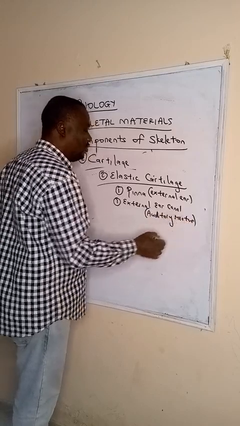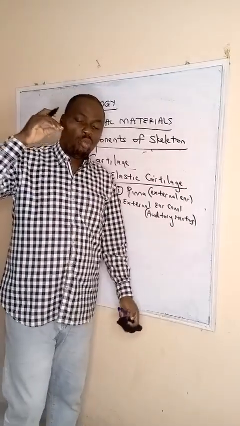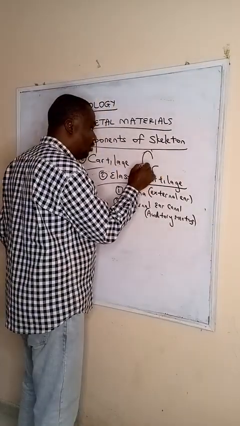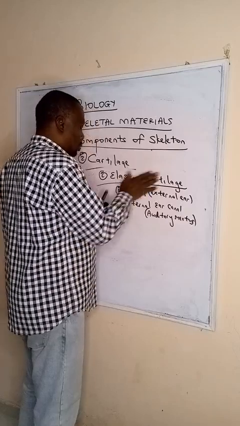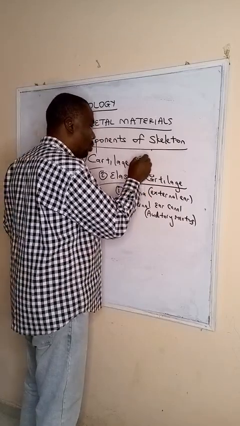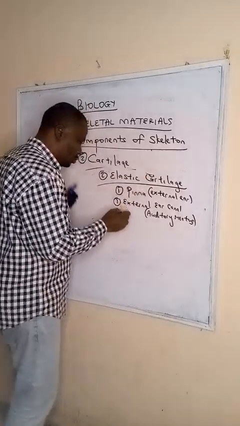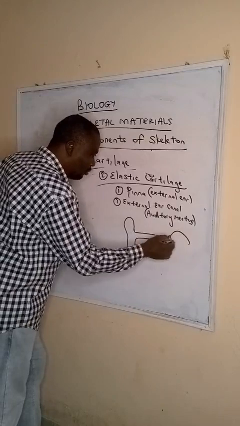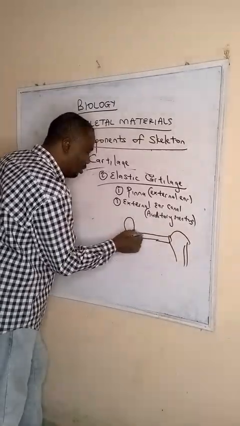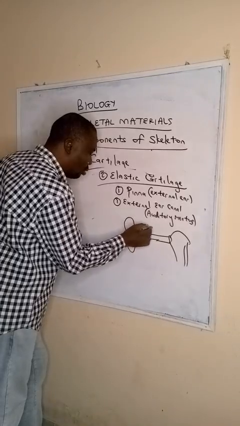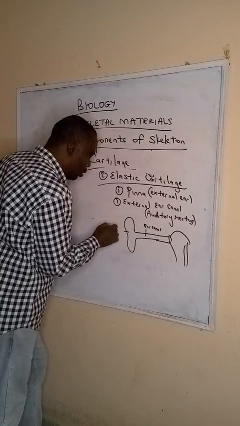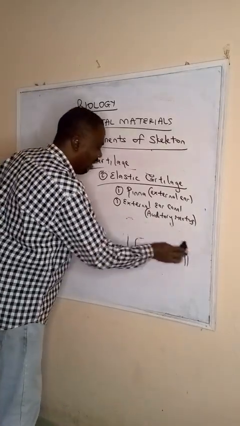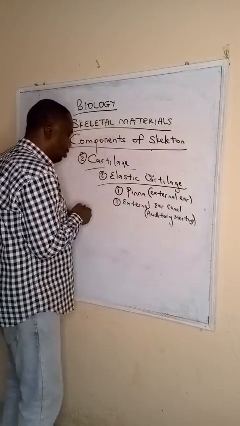Now this external ear canal is the passageway where you plug a cotton ball into your ear. This is the external ear, for example. It comes like this and goes to get to the middle ear. This is the external ear canal. This is the pinna. That's the pinna. And you have the epiglottis.